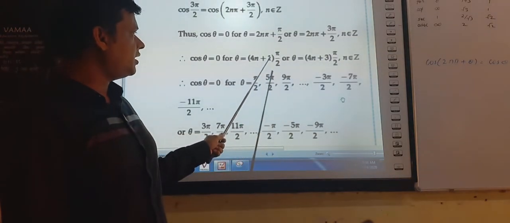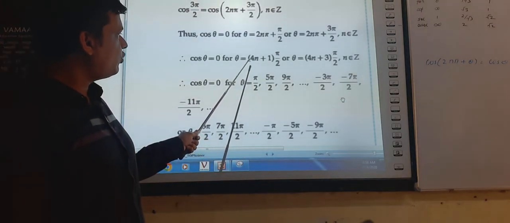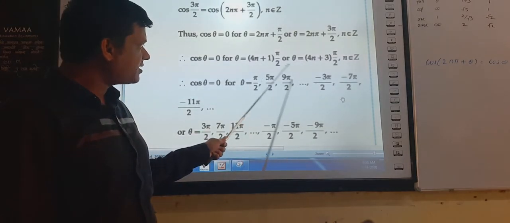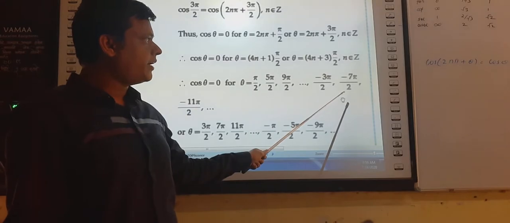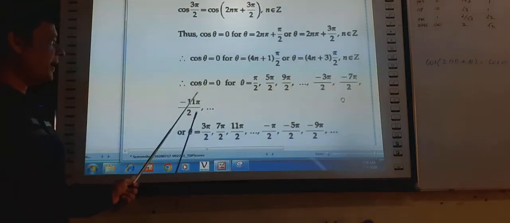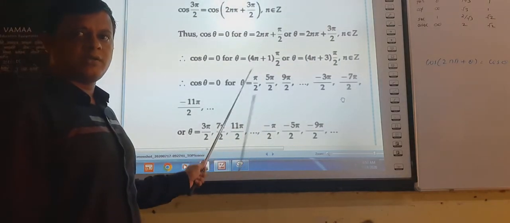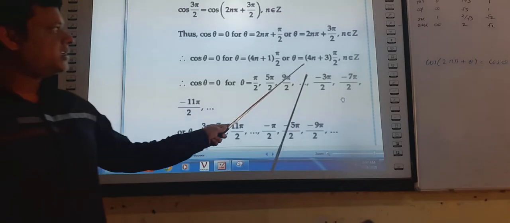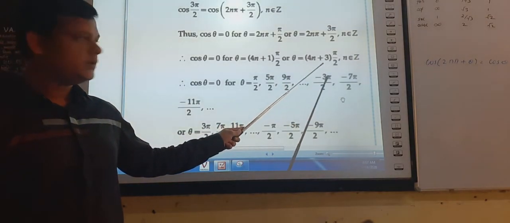When n equals minus 1, that is 4 into minus 1, which is minus 4, plus 1, that is minus 3. So we get minus 3 pi by 2. The next value we get is minus 7 pi by 2. The next value we get is minus 11 pi by 2, after substituting n equals minus 2, n equals minus 3 and so on.